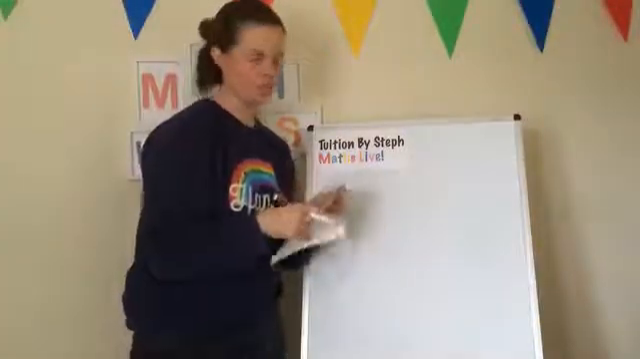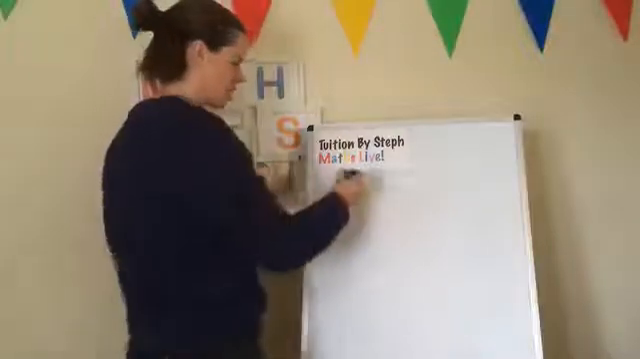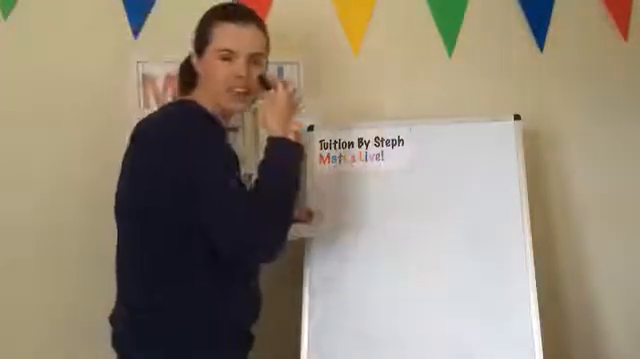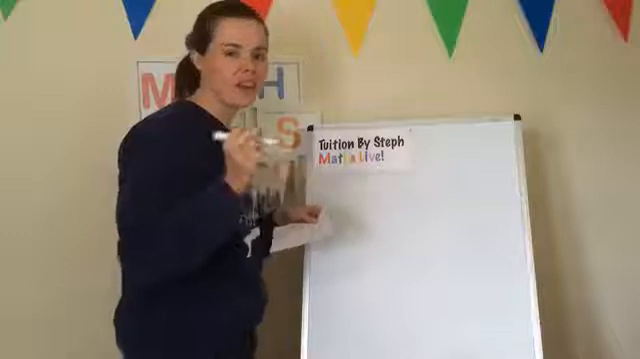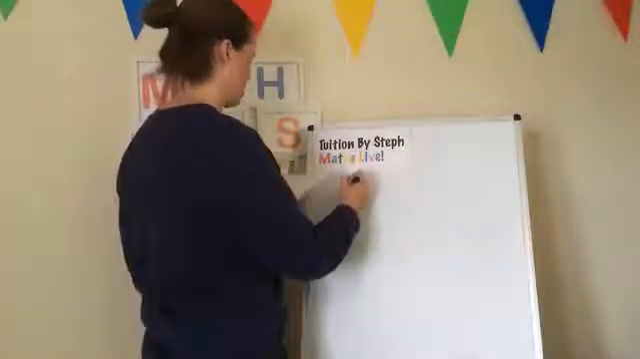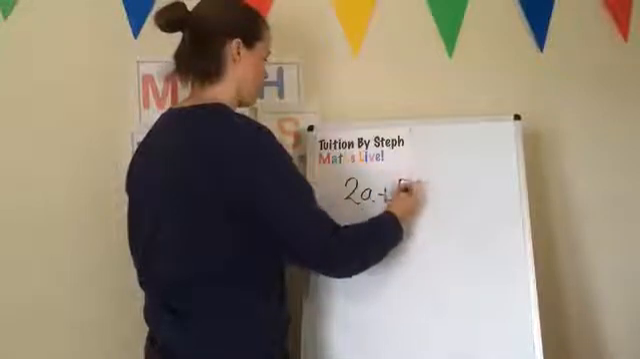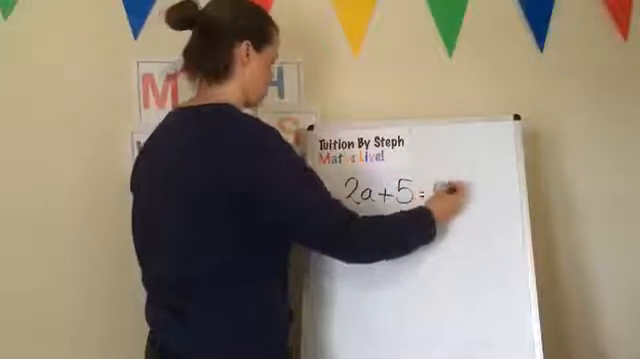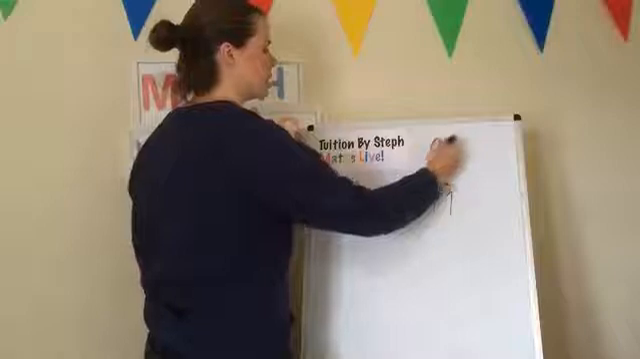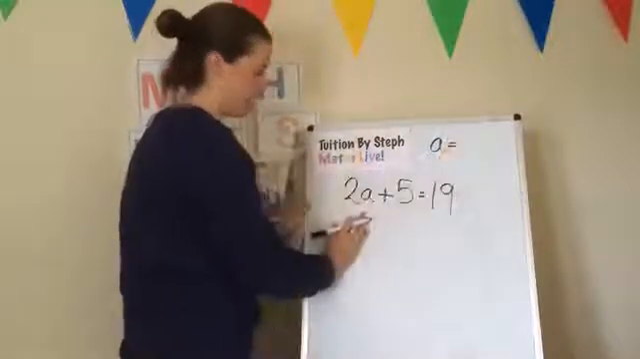Algebra. Algebra we did so long ago. Okay, so if you're in Year 4, Year 5, you'll be doing a lot of this in the next 2 years. So 2a plus 5 equals 19. And we need to find the value of a.